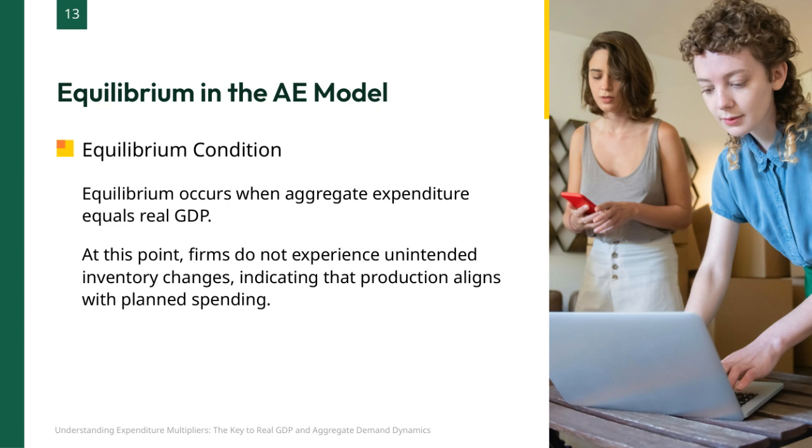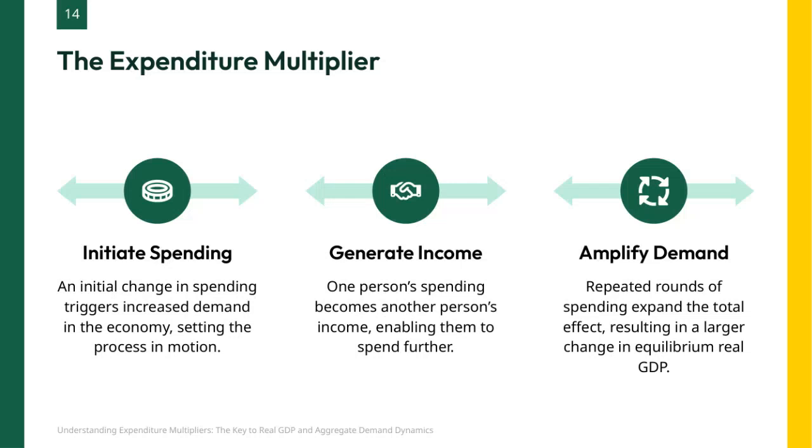In other words, production is perfectly aligned with what consumers, businesses, and the government plan to spend. This condition ensures stability in the economy, as companies don't have to adjust their output or prices due to unanticipated inventory changes. The image here illustrates teamwork and organization, much like how different parts of the economy must coordinate to maintain this equilibrium. Let's walk through the expenditure multiplier step by step.